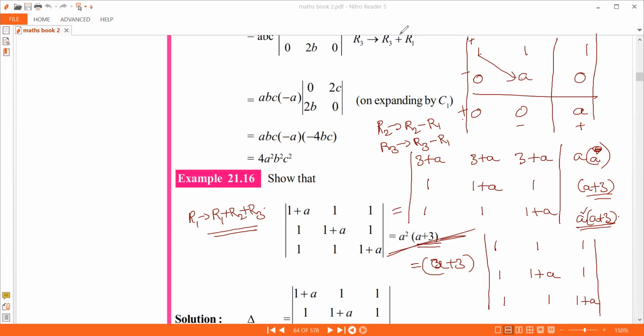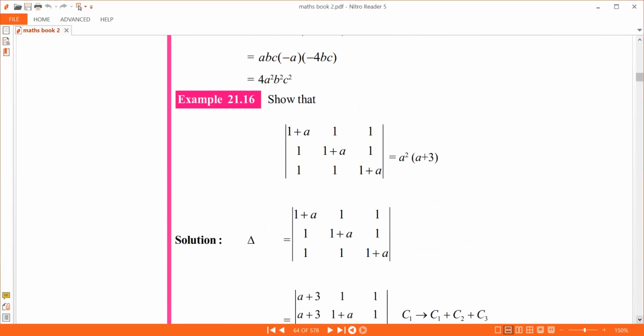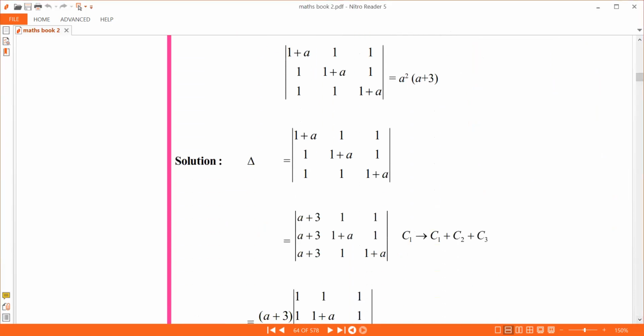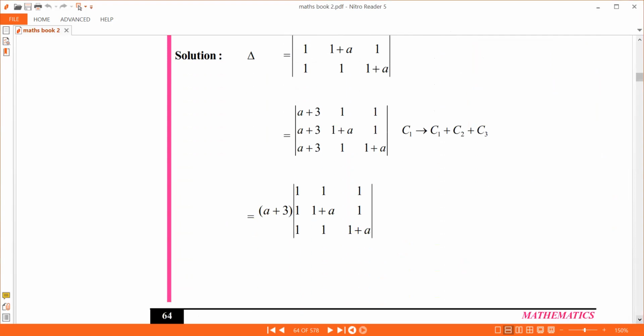So this is how you can evaluate the determinants. For beginners it is really tough, but the more you practice, the more you see and evaluate. He has done it with columns, I did with rows. That's the only difference. You get the same answer, no problem.